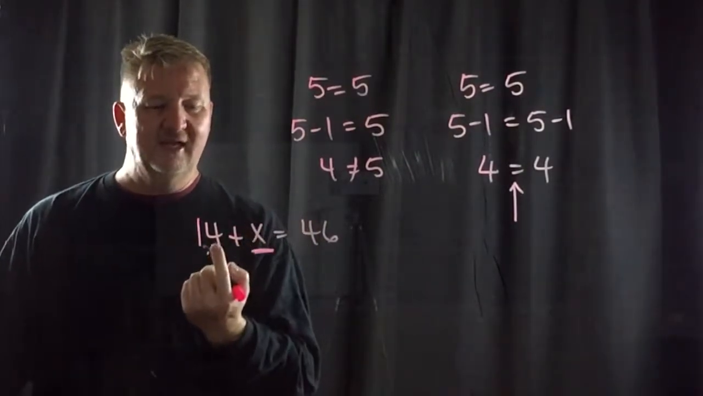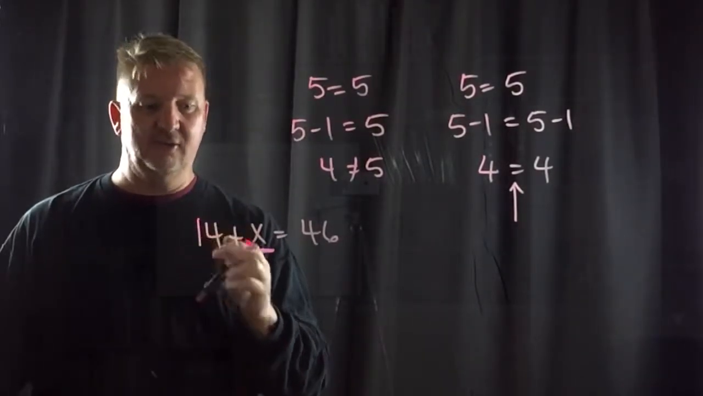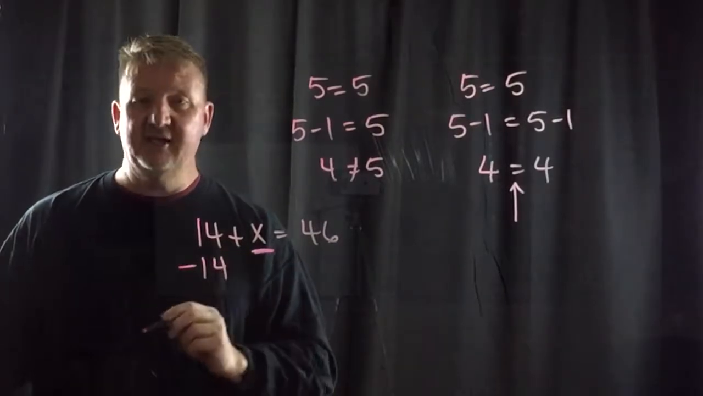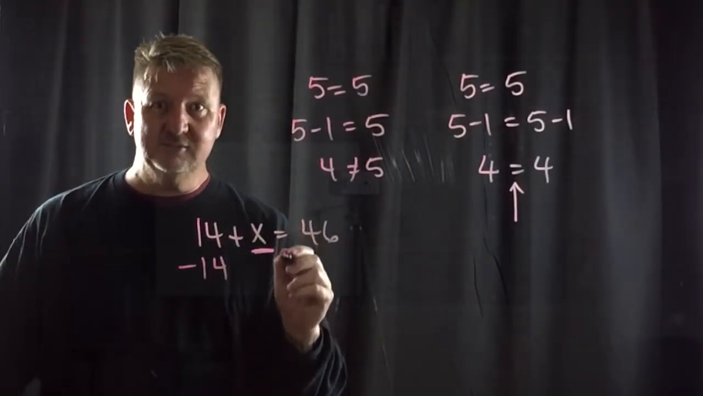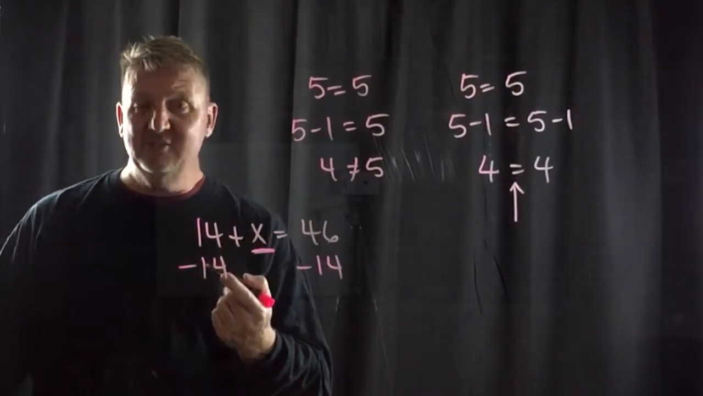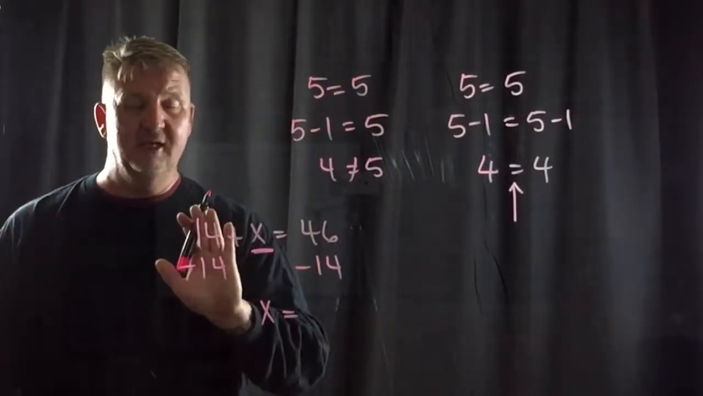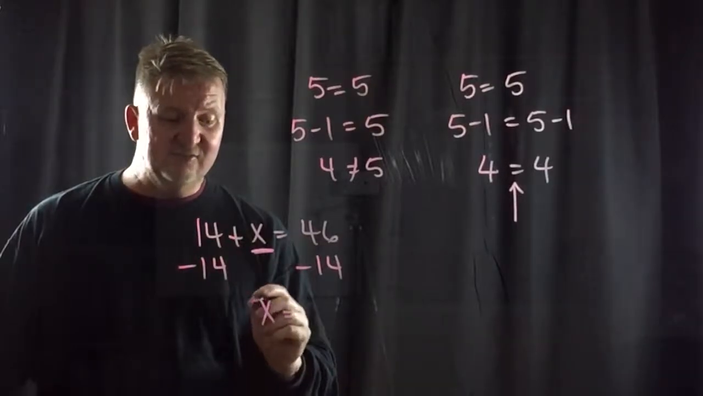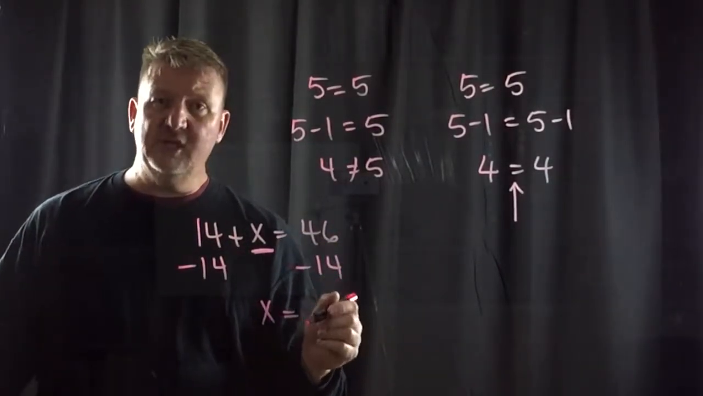Okay, in order to do that, I have to get rid of this 14. I have to move the 14 away from this side of the equation. So in order to do that, I have to subtract 14. But I want to keep the equation balanced by subtracting 14 from this side as well. 14 minus 14 is 0, and that's what I'm looking for, okay? It's called a zero pair. It cancels out, and it leaves me with only the x. So whatever my answer is here is going to be what x is worth.